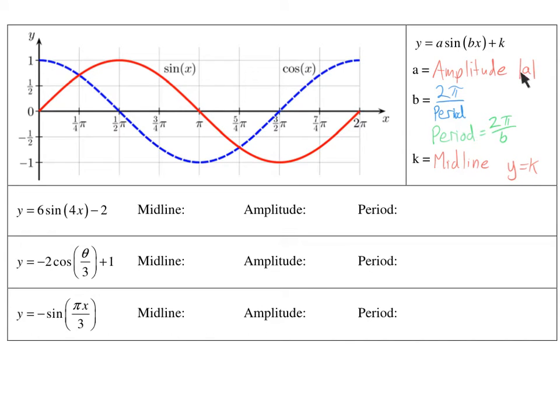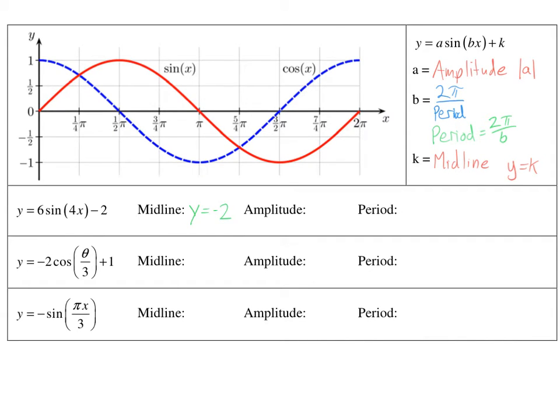So amplitude is always the absolute value of the front number. Period, well, it depends on B. You have to do some calculations. And midline is this last number, and it's always y equals that value. So we are going to find, for this trigonometric function, the midline, amplitude, and period. By the way, it's MAP, M-A-P. The midline is your k, which is the number at the end. So our number at the end here is -2, so my midline is y equals -2.